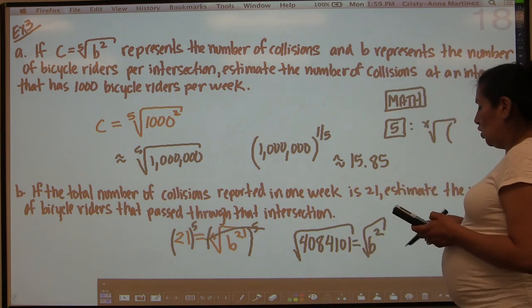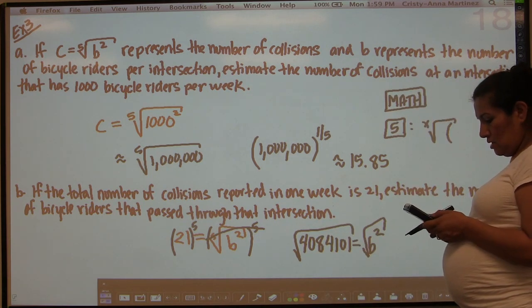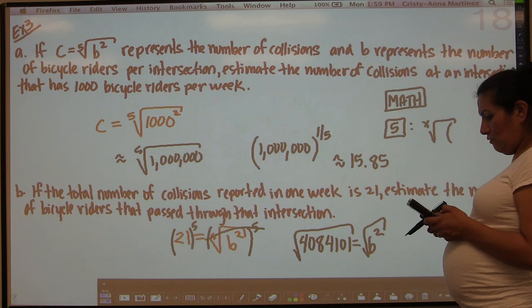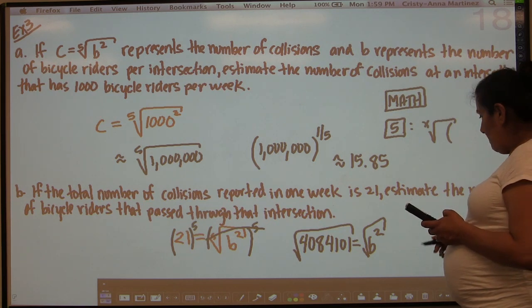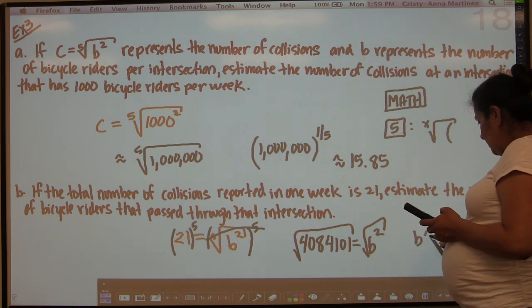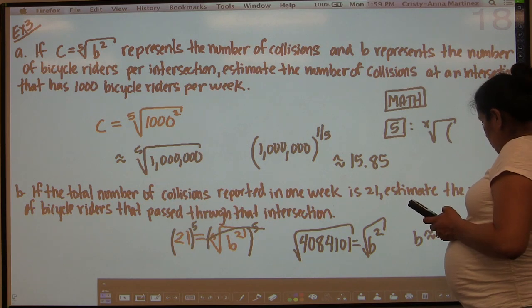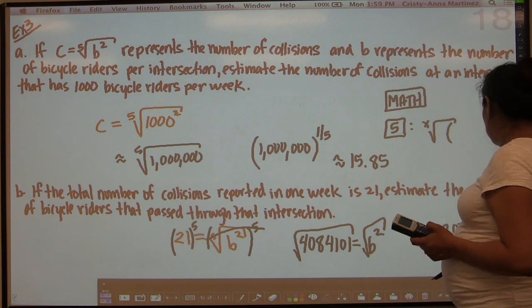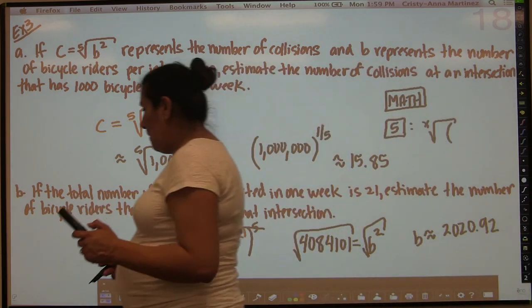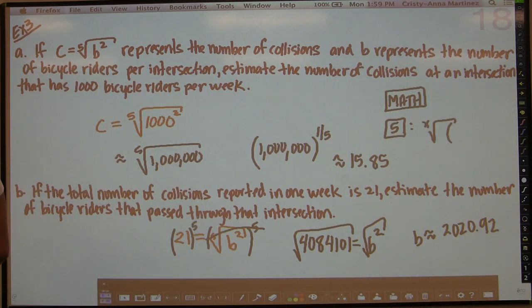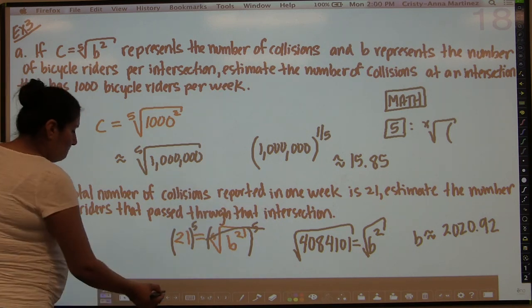So now you want to go and find the square root of the 4,084,101, and then you get that b is approximately 2020.92, or basically 2021 bicycle riders at that intersection. That's a lot of bicycle riders. Okay, so that's how you do that.